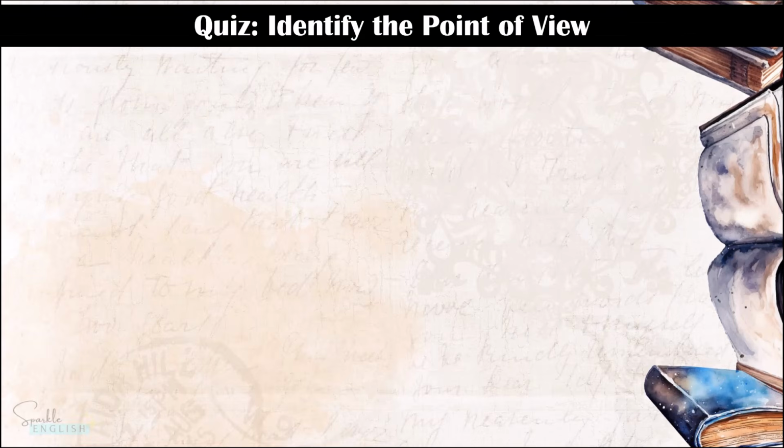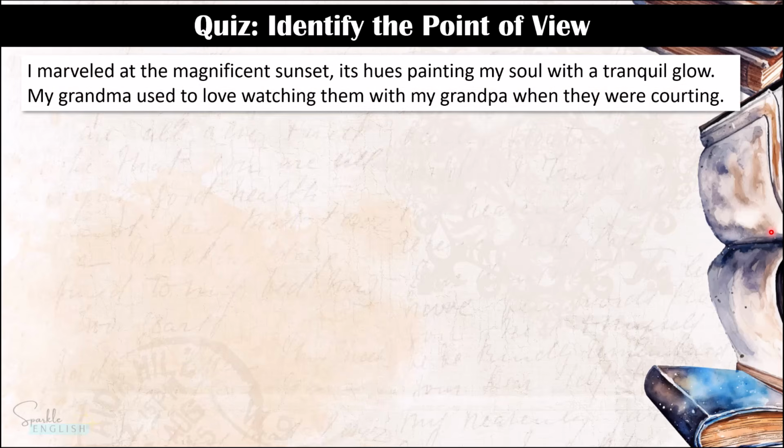So now let's do a quiz. You must identify the point of view of the narrator for each exercise. Pay attention to the pronouns and to the context. Number 1, I marveled at the magnificent sunset, its hues painting my soul with a tranquil glow. My grandma used to love watching them with my grandpa when they were courting.